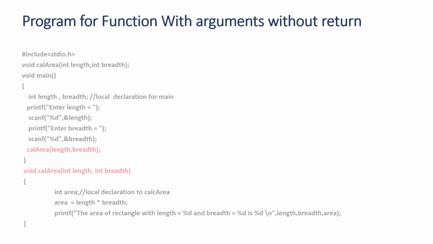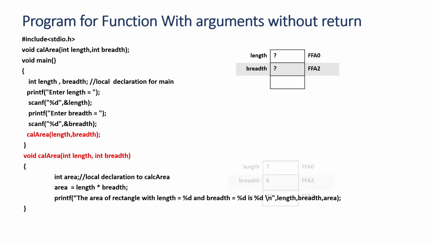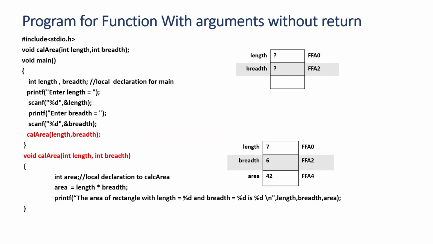So this is the actual program for the function with arguments, without return. And as I declared locally, the value of length is initially a garbage value, and breadth also. So in calc area, area is assigned length star breadth. So the result will be stored in the variable area.